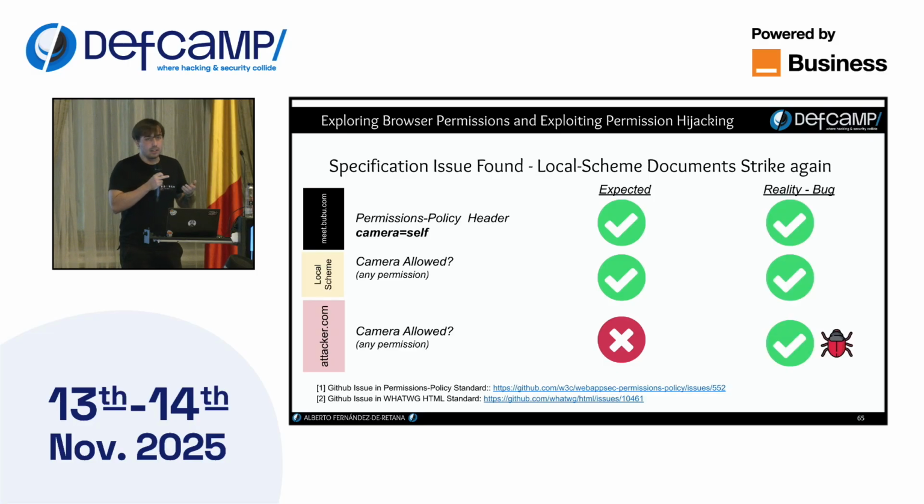But the thing is, in reality, this is still vulnerable. I found this last year, I reported it, and this vulnerability still works in all Chromium-based browsers. So you could use this middle local scheme to do the delegation, because the local scheme is not really inheriting the permissions policy from the parent. So you could do this trick to delegate the permission to your domain.